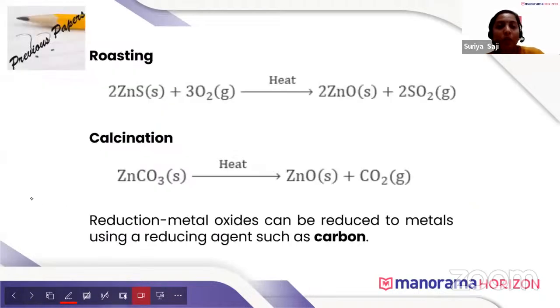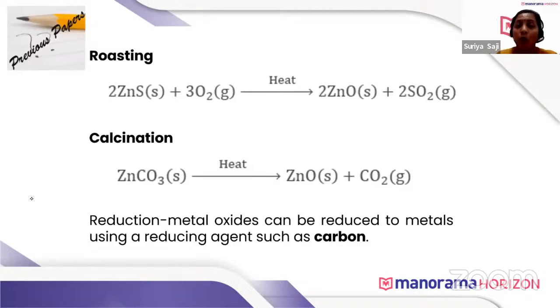These questions have already been asked in previous year question papers. What is meant by roasting? What is calcination? What type of metal compounds are subjected to roasting? What sort of compounds are subjected to calcination? These questions have already been asked, so just note them down.